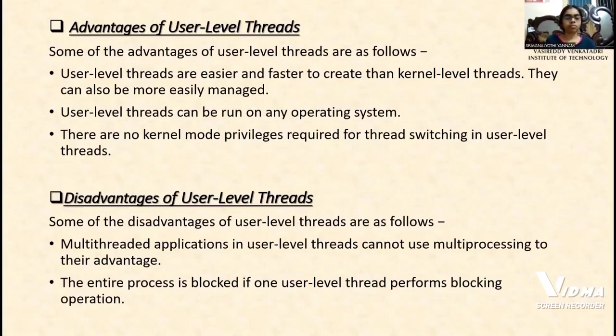The disadvantages of user-level threads are: multi-threaded applications in user-level threads cannot use multiprocessing to their advantage. The entire process is blocked if one user-level thread performs a blocking operation.